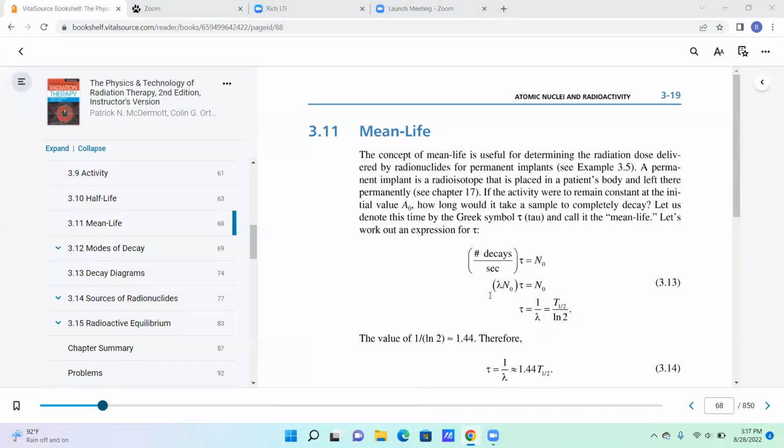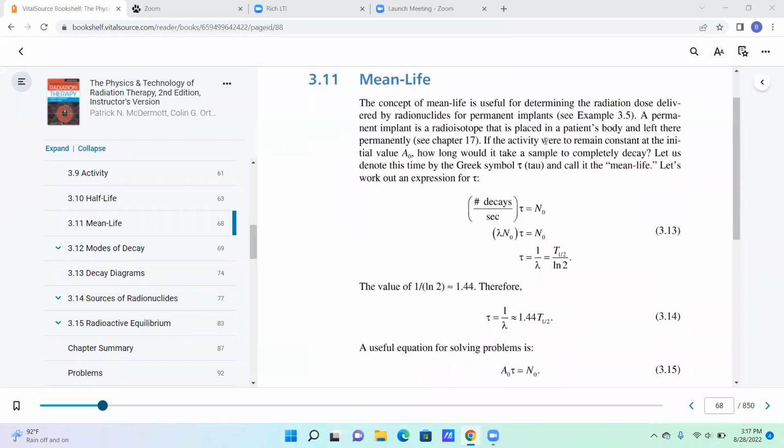So here in section 11, we're going to be looking at the mean life. It's useful for determining the radiation dose delivered by radionuclides for permanent implants. A permanent implant is a radioisotope that's being placed in a patient's body and left there permanently, like a prostate seed implant. If the activity were to remain constant at the initial value, how long would it take a sample to completely decay? So let's denote this time by the Greek symbol tau and call it the mean life.